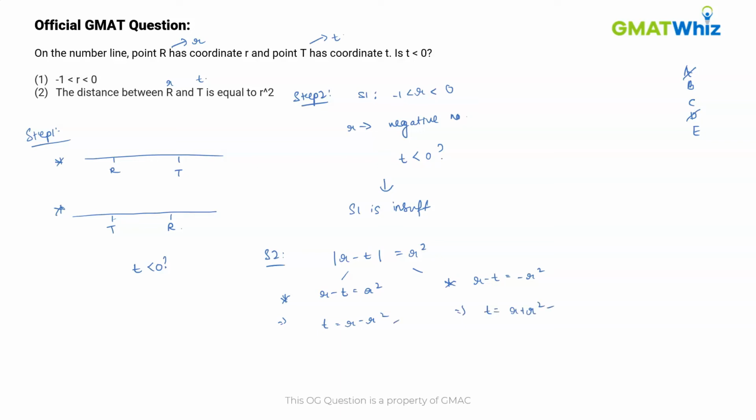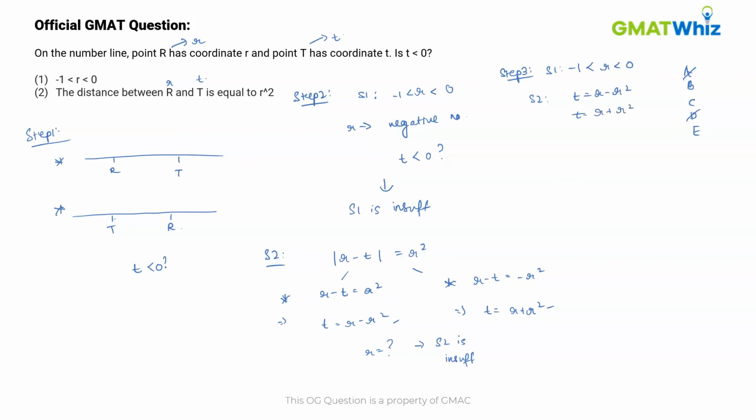Now we do not know the nature of r from this statement, so we say that statement 2 is insufficient, and we move on to the last step and check the sufficiency of both the statements together. In statement 1 we have that the value of r lies between -1 and 0, and from statement 2 we have that t is equal to r minus r squared and t is equal to r plus r squared.